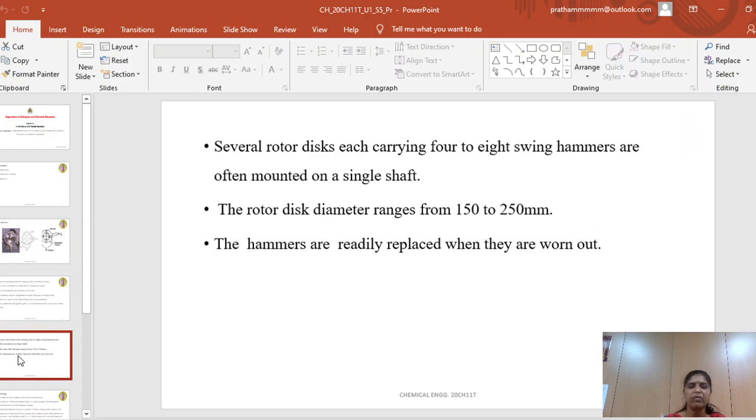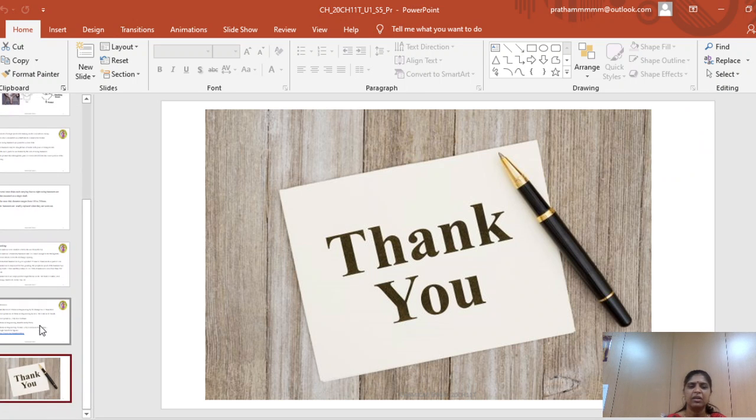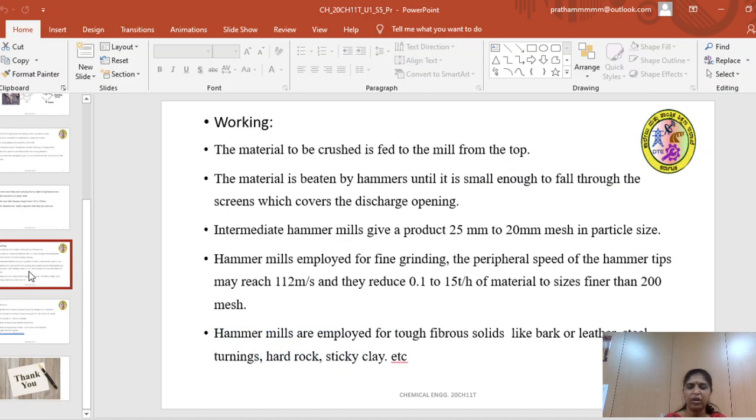So the questions also we have discussed. So what type of the questions could be asked? So before thanking you, I wish you have understood from this session the working mechanism of the hammer mill.